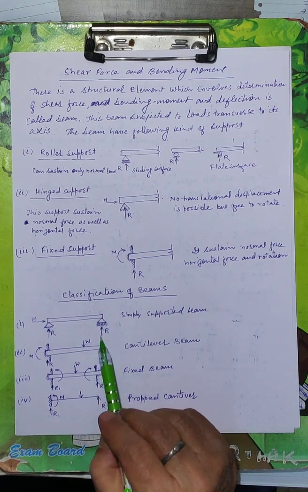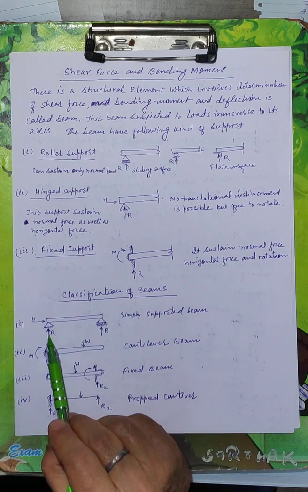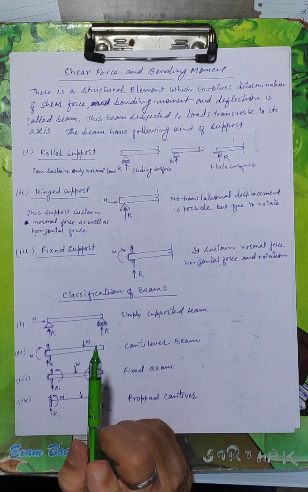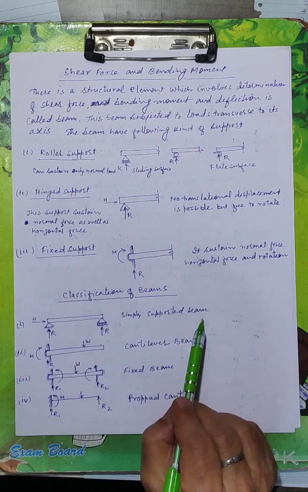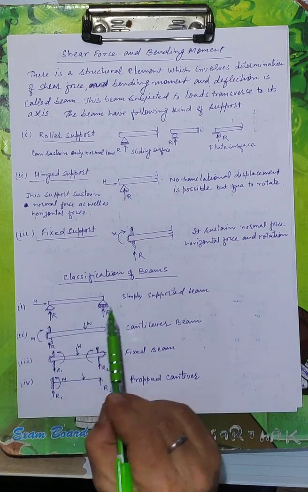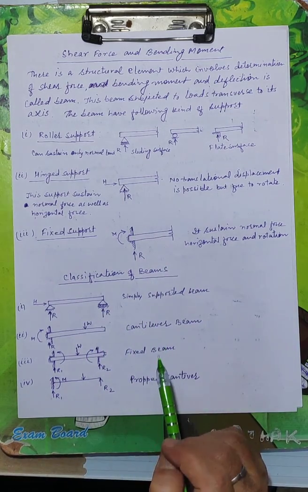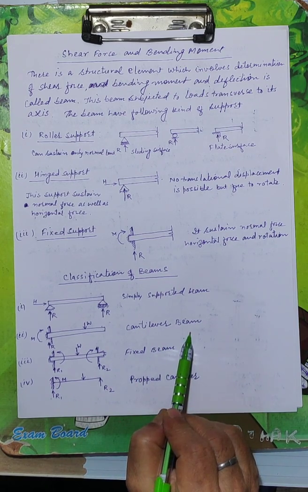I hope you have got it. One support is roller, other support is hinge. It may be both the supports roller. This is called simply supported beam. Supports characteristic we have studied already above. Now, the next is cantilever beam.